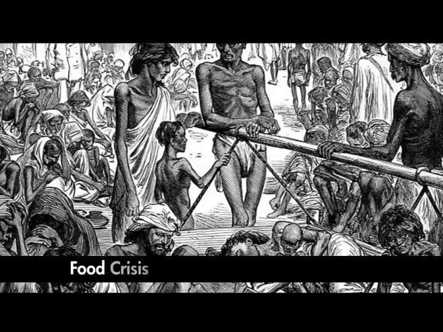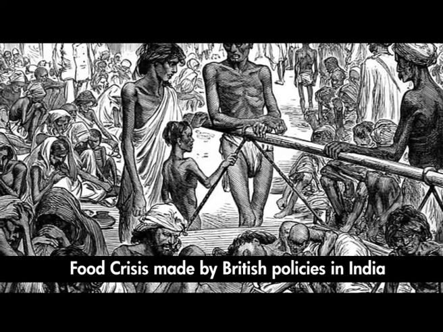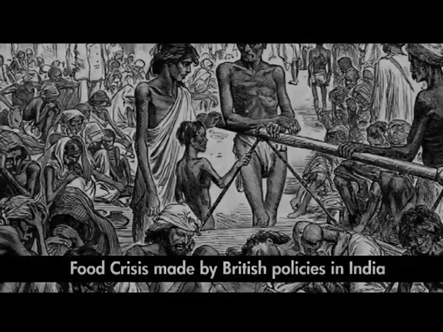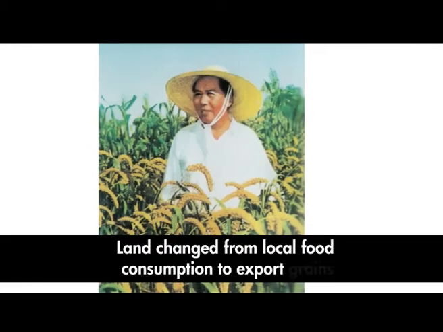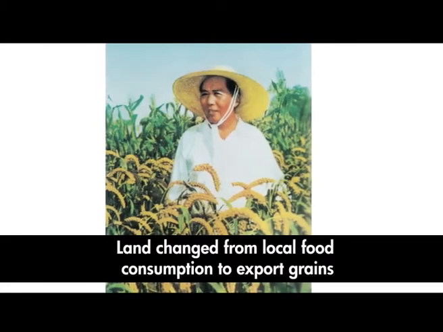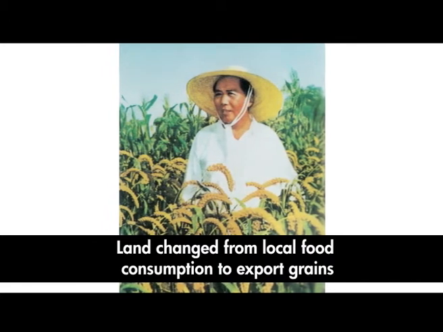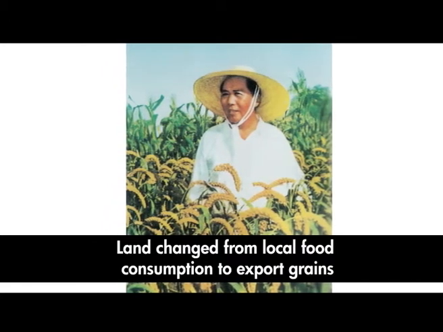The colonial privatization, regulations, tariffs on manufactured Indian goods, and taxes deindustrialized the Indian economy. British policies in India made the situation worse, leading weather conditions to cause mass food crises. It led to 30 to 60 million deaths from starvation in Indian colonies. Community grain banks were forcibly closed. Land was changed from local food consumption to cotton, opium, tea, and grain for export.